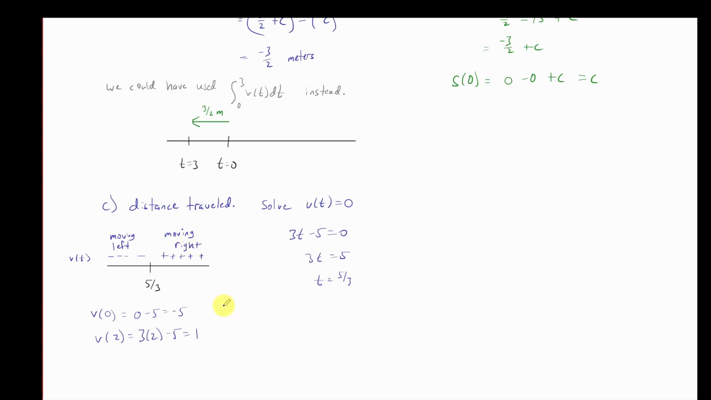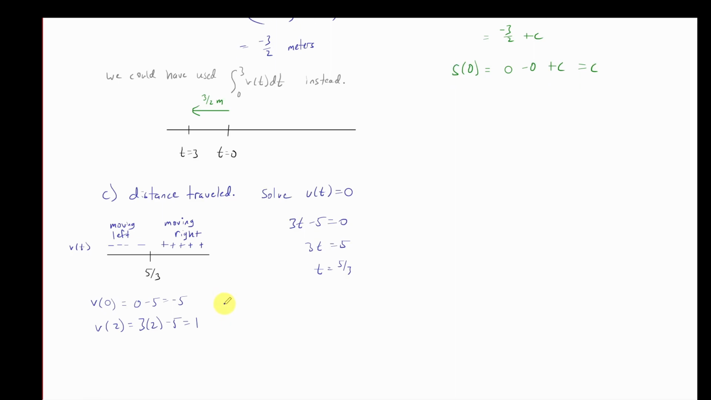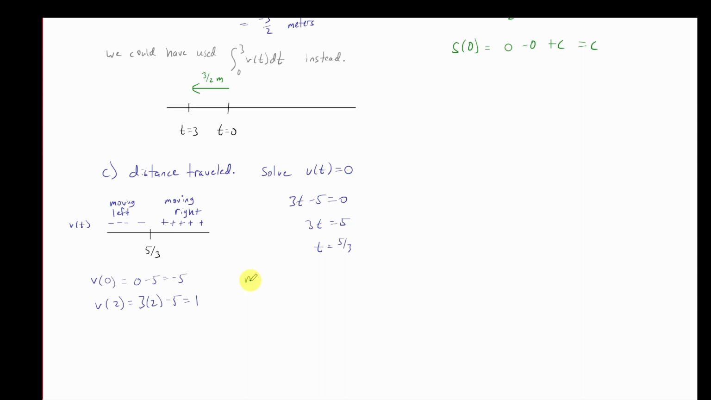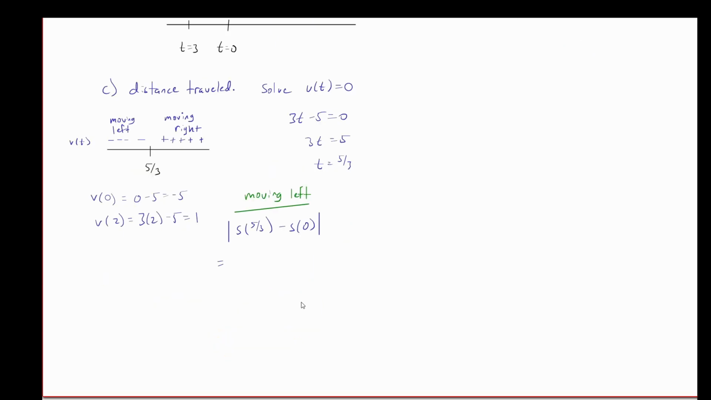So if I want to find out how far the particle went from time 0 to time 3, what I'm going to do is add those two distances, the distance moving left and the distance moving right, separately. So to find the distance moving left, what I'm going to do is figure out s of 5/3 minus s of 0. Because this is distance, I'm going to put this in absolute values, because if we end up with a negative, I don't want a negative for distance.